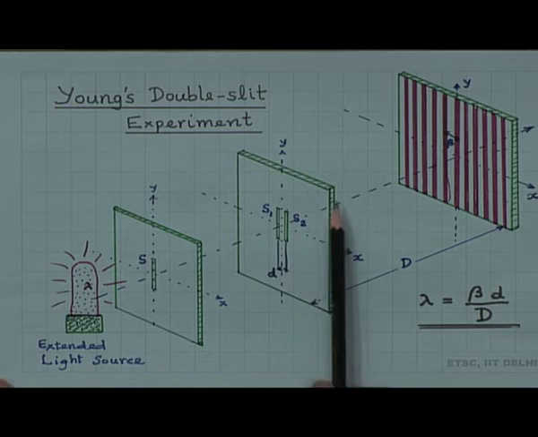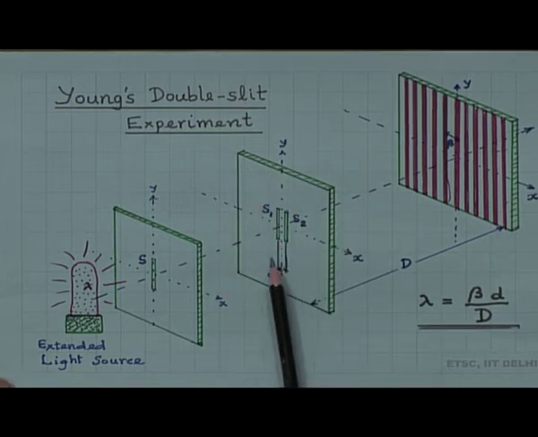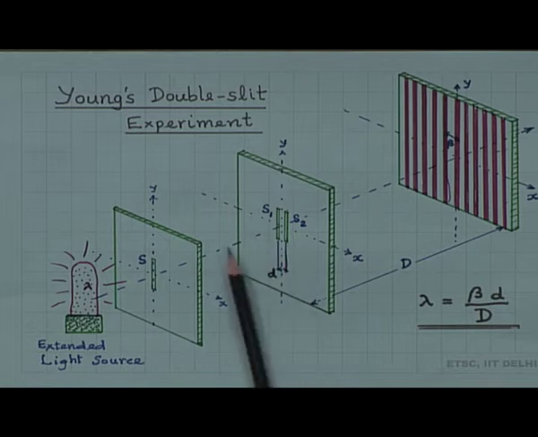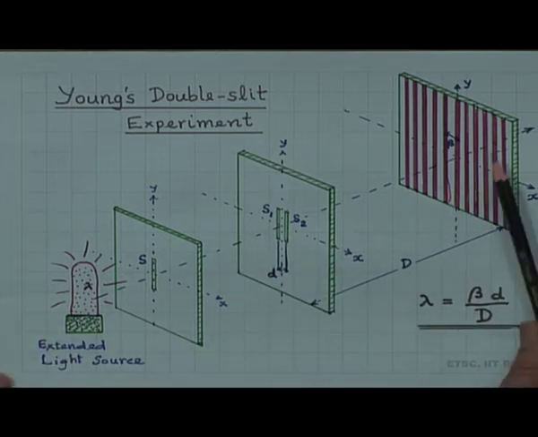In practice, there are different ways of getting this double slit. There may not be physically a double slit. Sometimes they use a biprism to generate two virtual slits here and get the same fringe pattern as before.